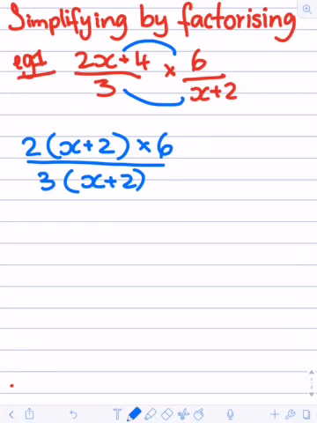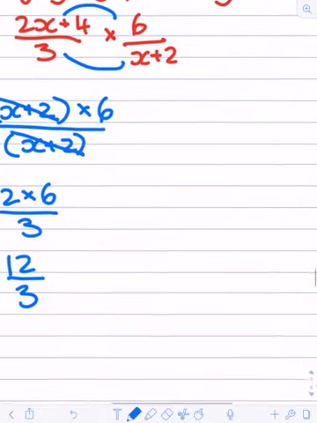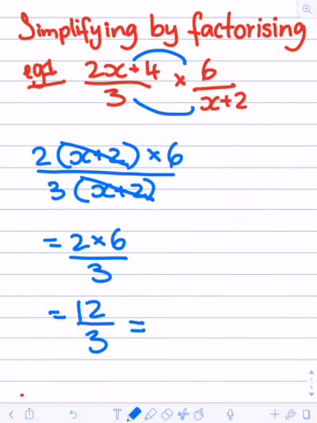Now, when you're multiplying, you can cancel the same terms or the brackets out. Only when you're multiplying can you cancel them out. So here, x plus 2 is up the top and x plus 2 is down the bottom, so they cancel out. Now I'm left with 2 times 6 over 3, which equals 12 over 3, which equals, how many whole 3's go into 12? 4. And that's my final answer there.